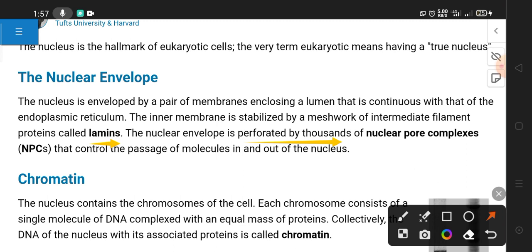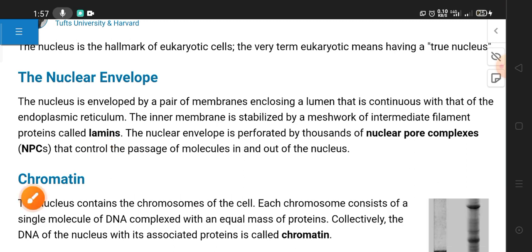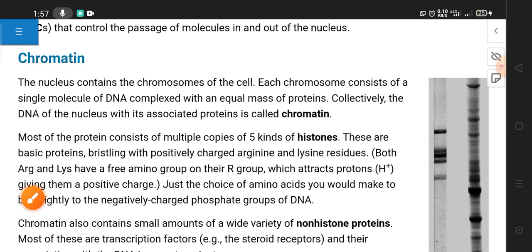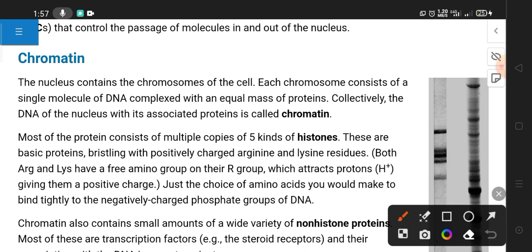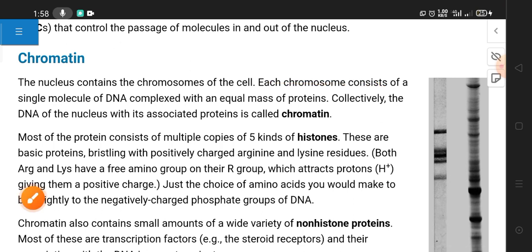The next is chromatin. Chromatin is the nuclear content of the chromosomes of the cell. Each chromosome consists of a single molecule of DNA complexed with an equal mass of proteins. Collectively, the DNA of the nucleus with its associated proteins is called chromatin.